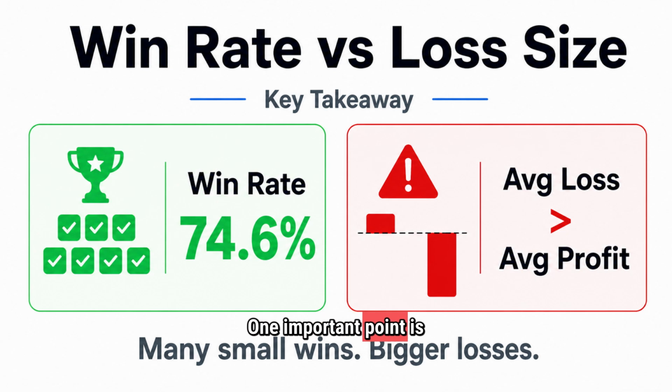One important point is the relationship between win rate and loss size. This EA wins often, but the average loss is larger than the average profit. In the public forward data, the average profit is about $5.93. The average loss is about minus $12.95. That means this EA relies on many small wins, but when it loses, the loss can be bigger. This is not automatically bad, but it means the risk-reward structure is not ideal.